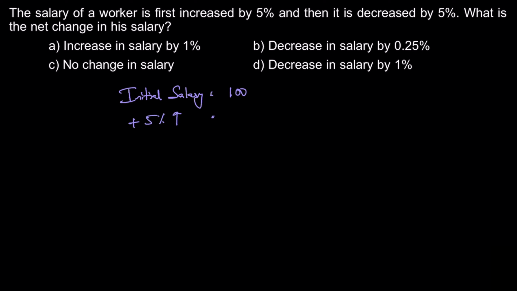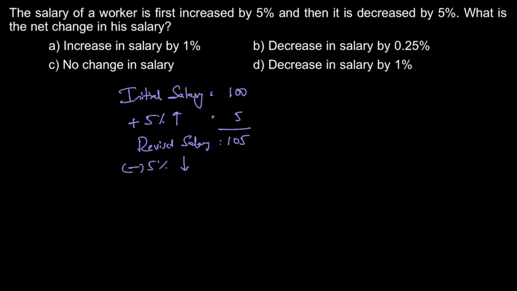5% of 100 is 5. So what is the revised salary? 105 is the revised salary. And then it is decreased by 5%. So now minus 5%. So there is a reduction of 5%. What is 5% of 105?